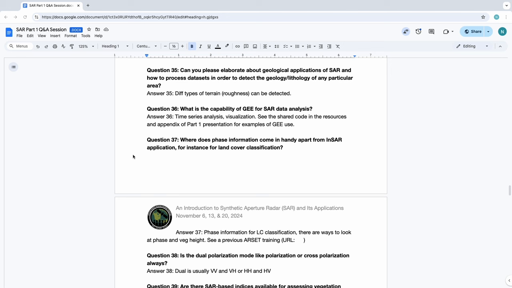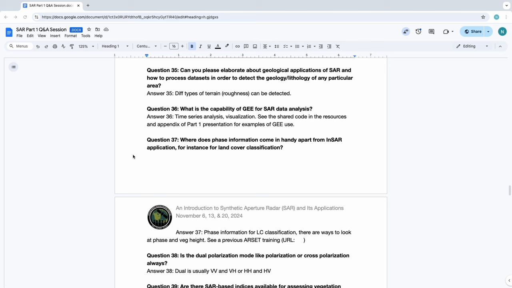What is the capability of GEE for SAR data analysis? You can do a lot with Google Earth Engine for SAR data analysis. As mentioned, there's several SAR data sets in there, and you can not only visualize them, you can do time series analysis.